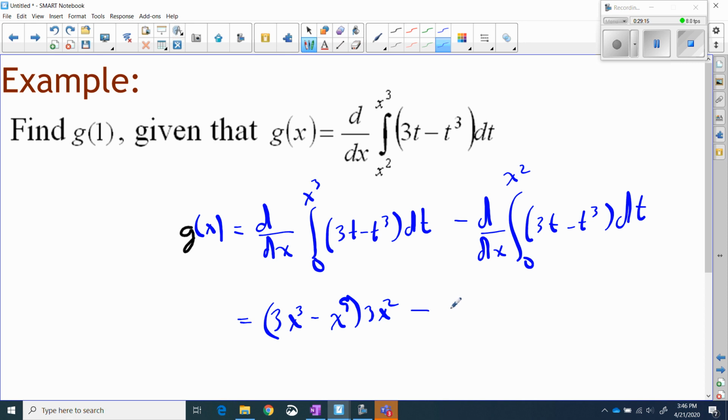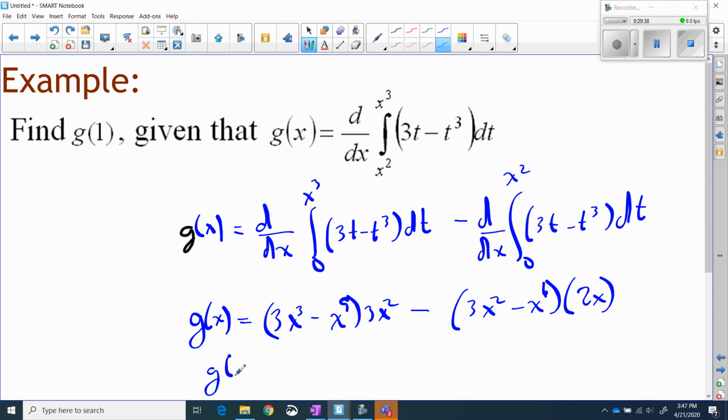minus 3x squared minus x to the sixth multiplied by derivative will be 2x this time. So this is g of x.